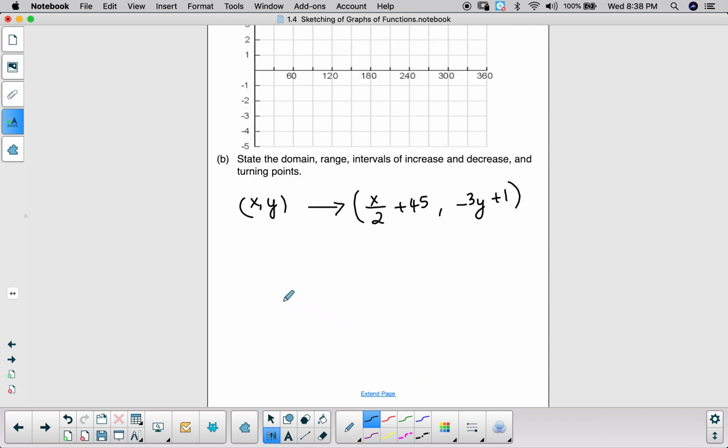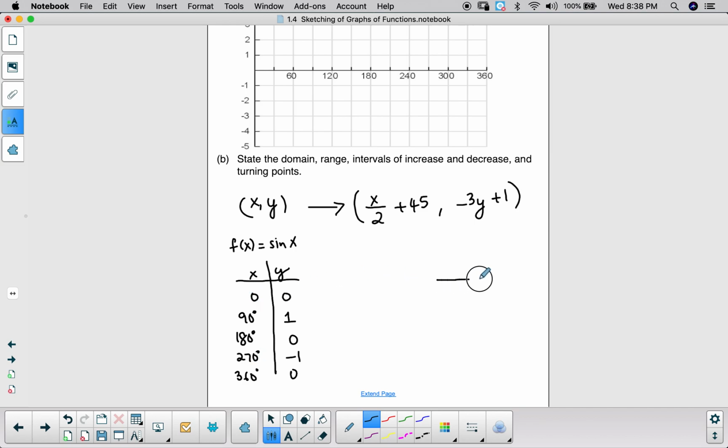Okay. So now we draw a table of values for the parent function, which is f of x equals sine x. And we know the x and y values for that function. For 0, sine 0 is 0, sine 90 degrees is 1, sine 180 degrees is 0, sine 270 degrees is -1, and sine 360 degrees is 0. So we're going to take these values and create a new table for the image values for the transform function.